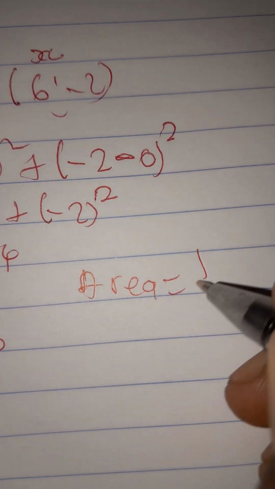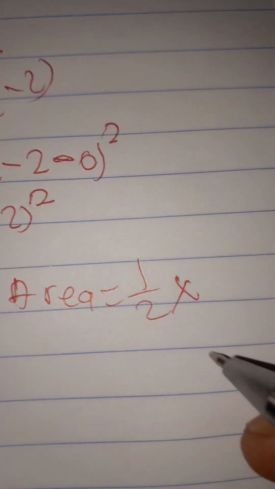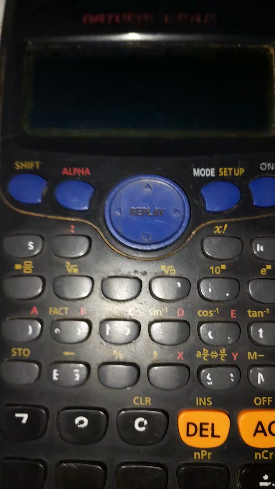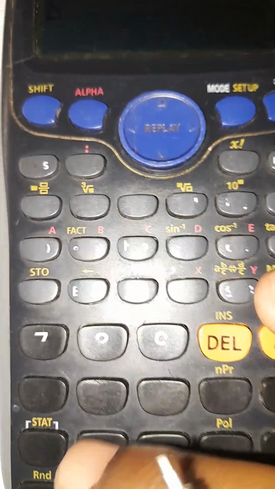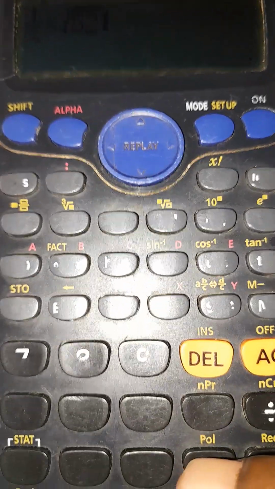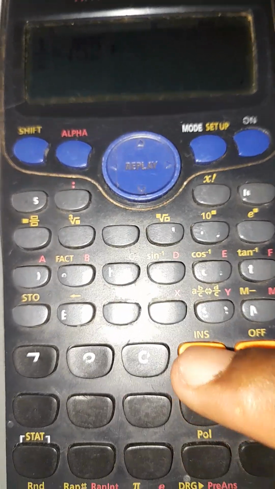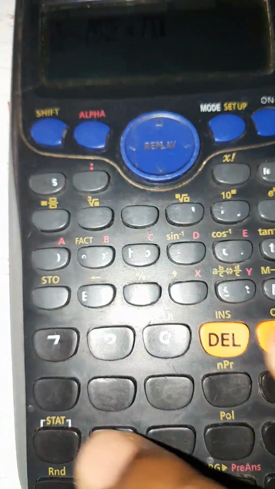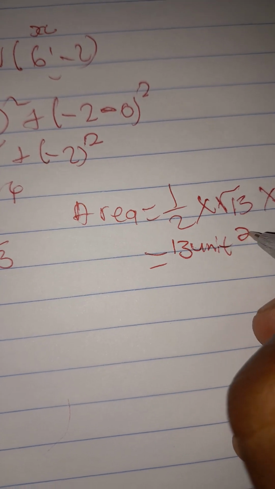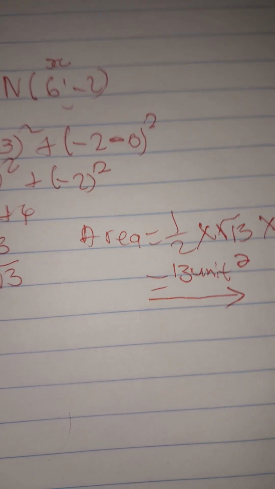So what will be the area? The area will be half. Our base is QN, don't forget. So it's going to be half times root 13 times root 52, which is our height. Then let's use our calculator there. Half times root 52 times root 13. What is that? That's 13. So meaning that the area will be 13 units squared. Yes, it's squared, right? It's an area.